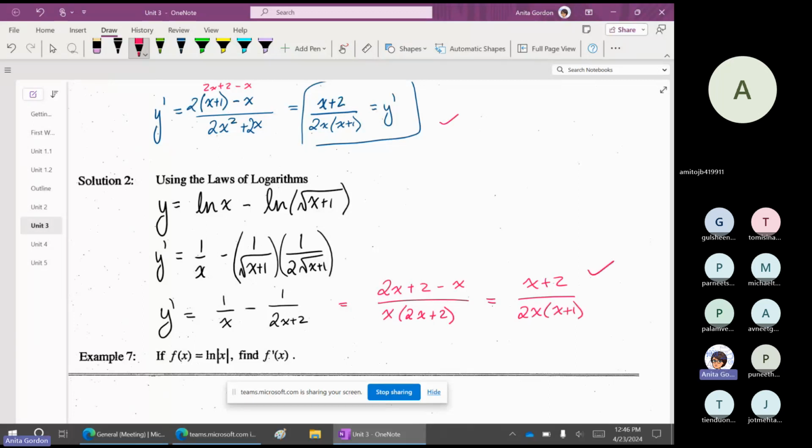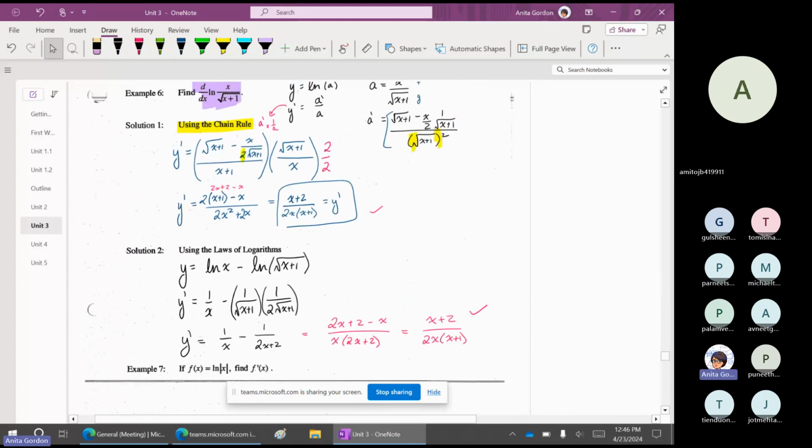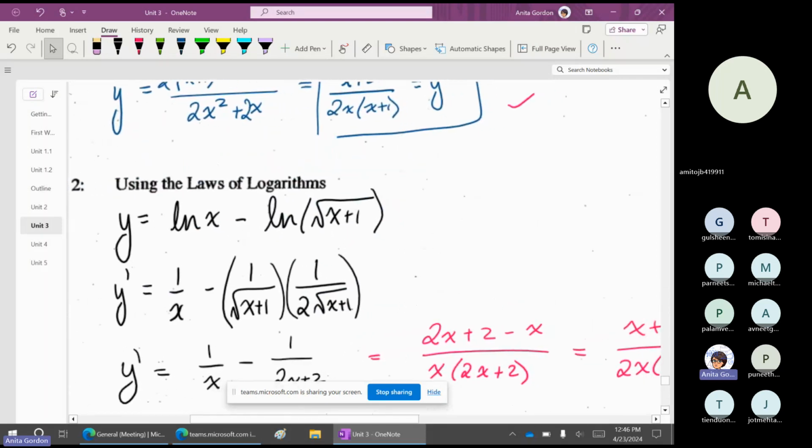Boom, boom. Which one's easier? This one. Chain rule. This is x plus 1 to the power of 1/2, so that 1/2 comes down.